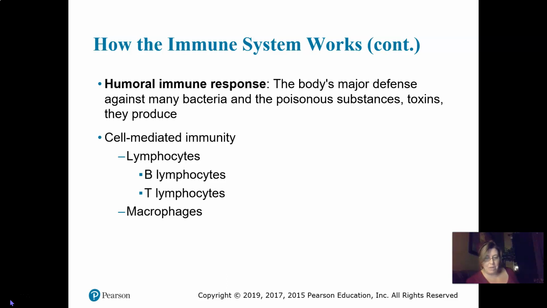In cell-mediated immunity, specialized white blood cells called lymphocytes attack and destroy the foreign invader, the foreign substance in the body. Lymphocytes are the body's main defense against viruses, fungi, parasites, and some bacteria. They're found in the blood, the lymph nodes, bone marrow, and certain glands.